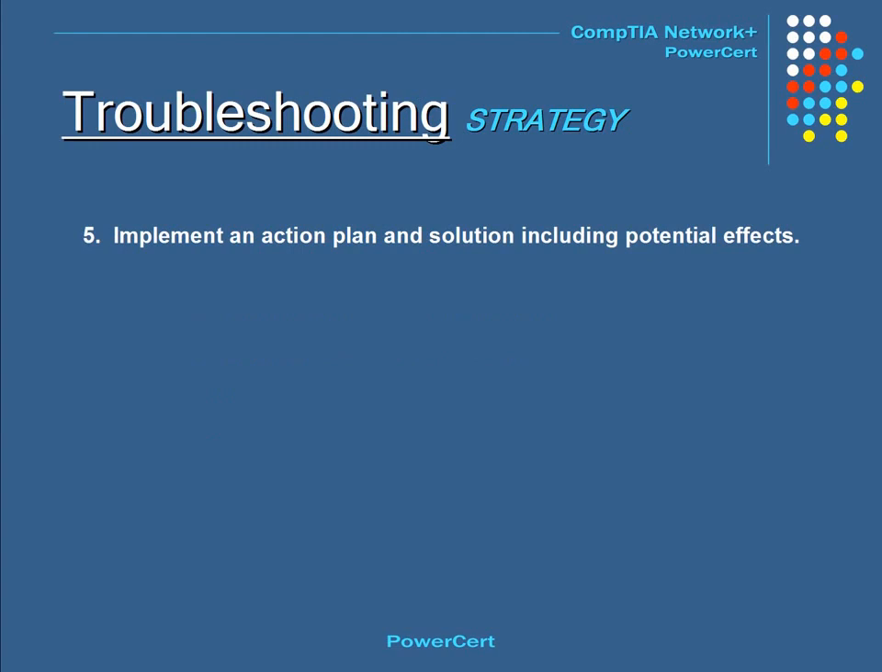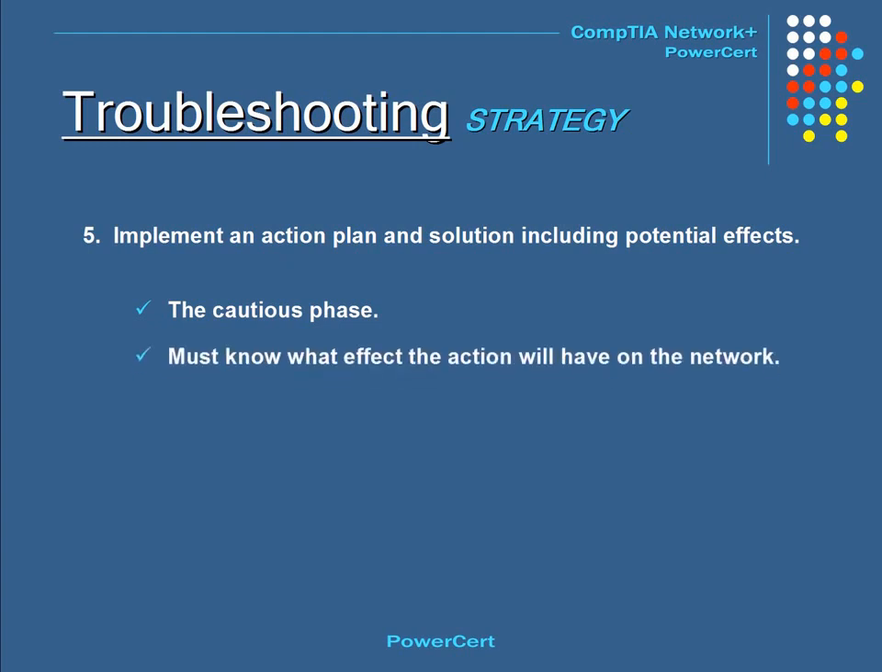And the next step is to implement an action plan and solution including potential effects. Now this step is the cautious phase. So before taking any action to solve the problem, you must know what effect this will have on the network. For instance, if you were to take a device offline, how will this affect the rest of the network? By doing this, will this disrupt everyone else or be isolated at one area?